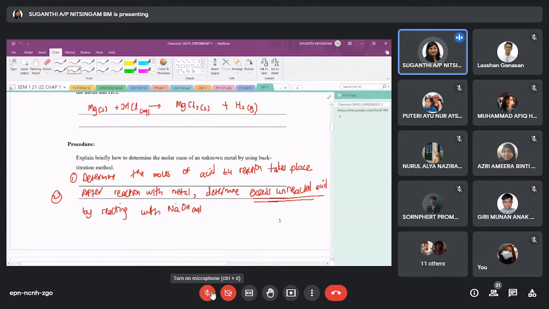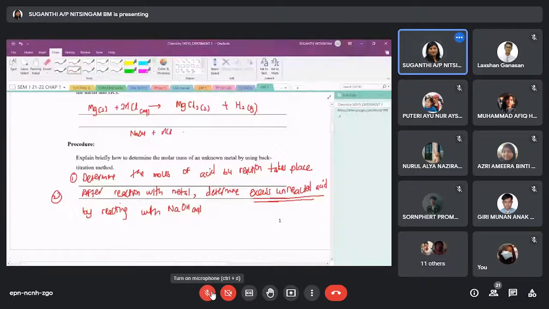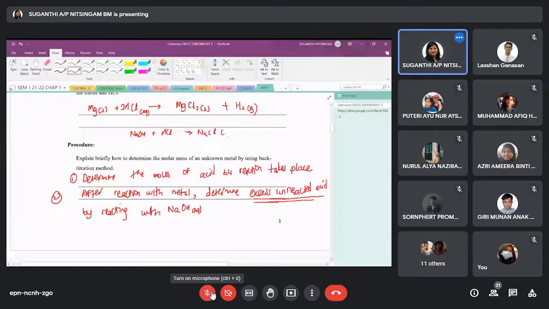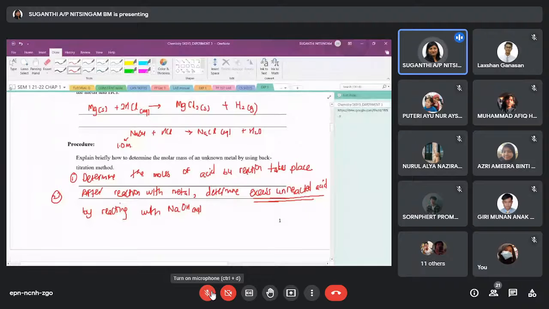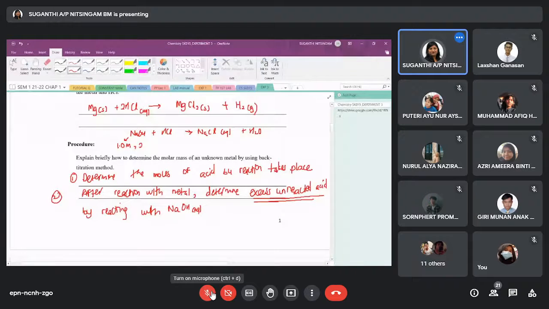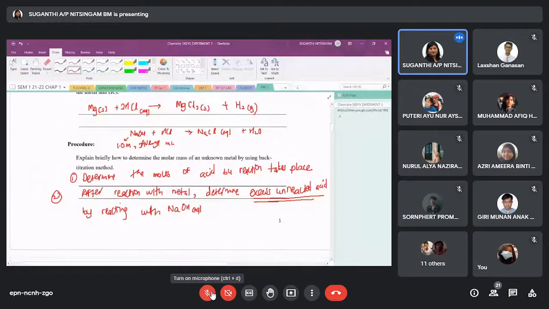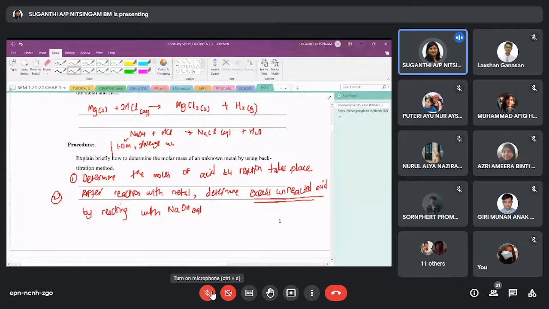How do we find it? Actually NaOH plus HCl, we will get NaCl plus water. We will get it like this. So the molarity of NaOH we already know, 1 molar. Say its volume is, you read the average ml. So from this, what can you calculate when you have the molarity and the volume?